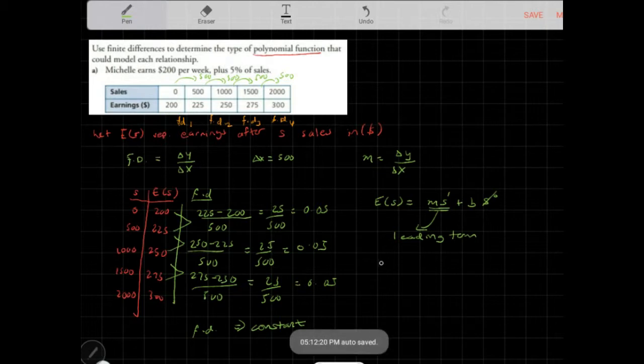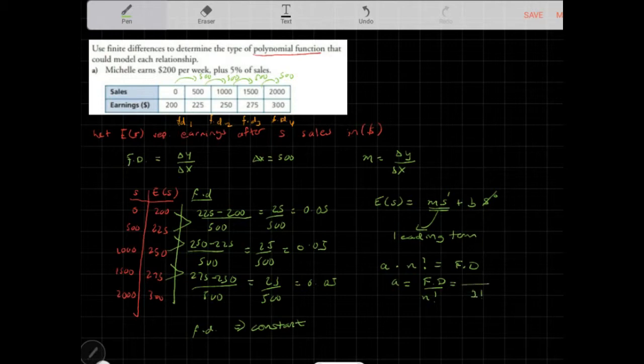Now this is our leading term, and we understand that the leading coefficient times the degree factorial is equal to the finite difference. So the leading coefficient is the finite difference over n factorial. In this case, the first finite differences are constant, so the degree is 1, n is 1, and the finite difference is 0.05. So this a value is 0.05, and that leading coefficient is associated. This whole thing is our leading term; this is your degree, this is your independent variable, and we're using s instead of x. Specifically, m here is your leading coefficient.